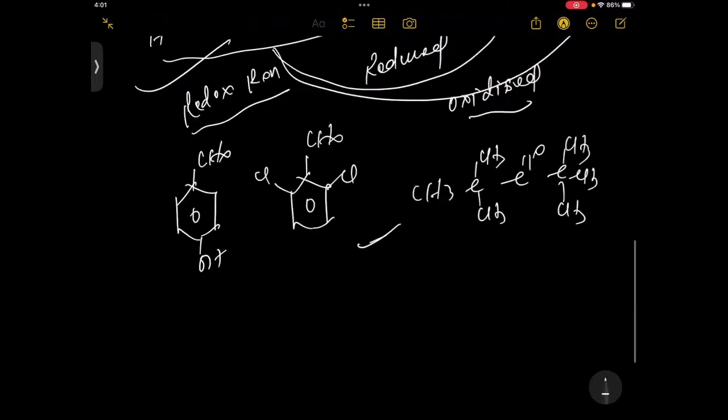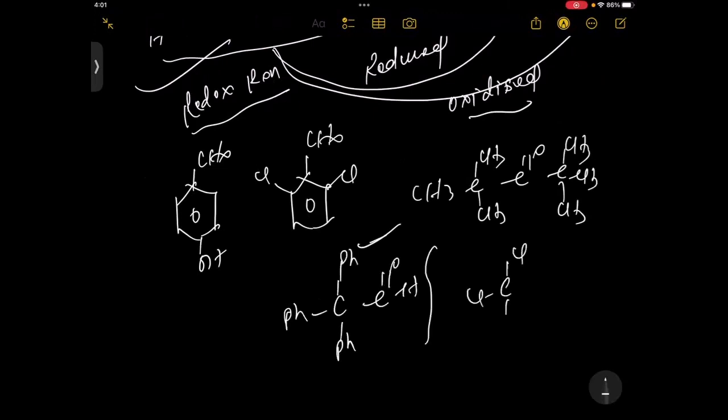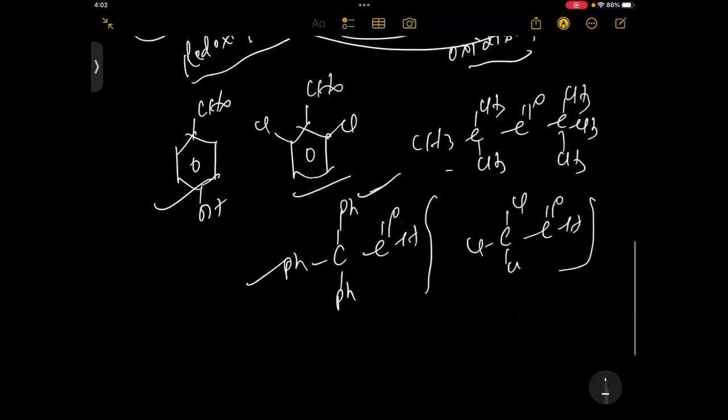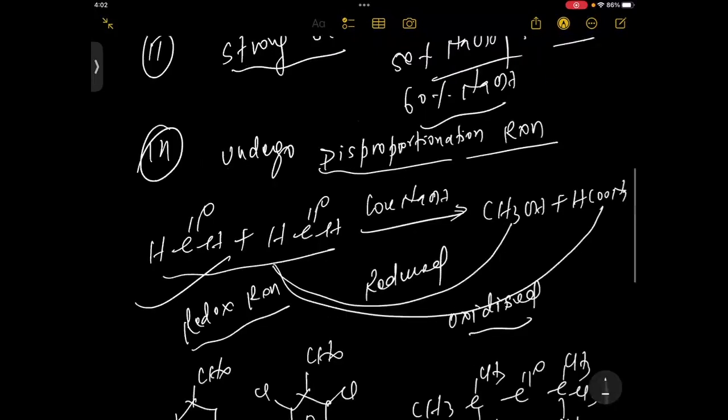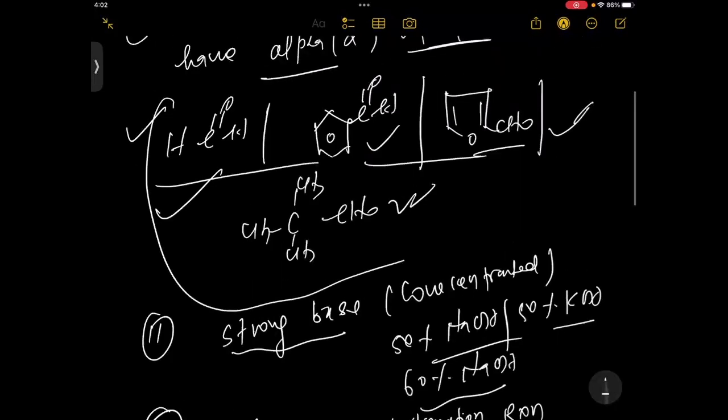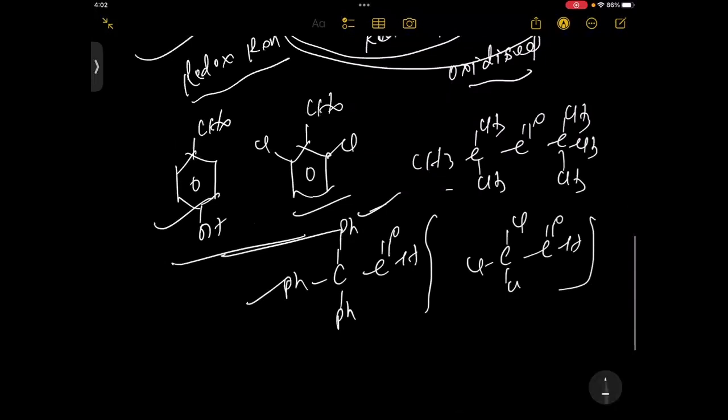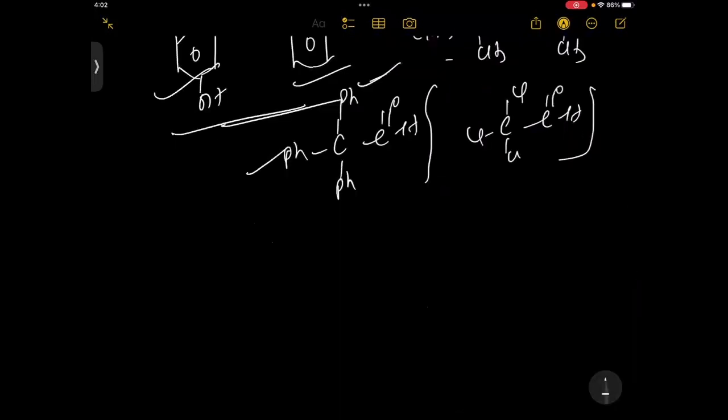There are so many compounds, like you can see here, Ph means the phenyl group, that also will not be involved in the Cannizzaro reaction. Cl-CHO will not undergo the Cannizzaro reaction. Why? Once you understand the mechanism, you can get the answer. So let's start the mechanism, why this compound will not be involved, and those which do not have alpha hydrogen will be involved.